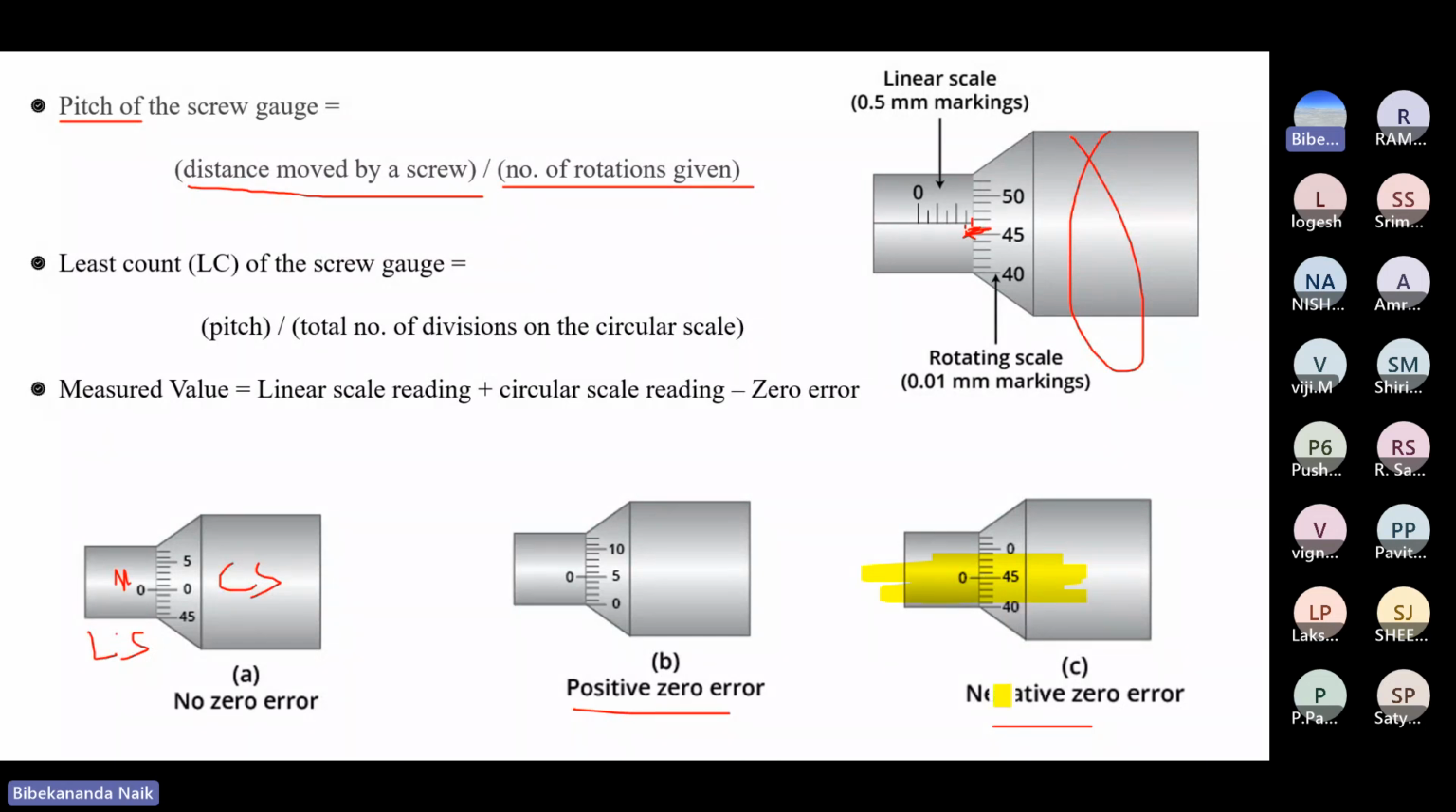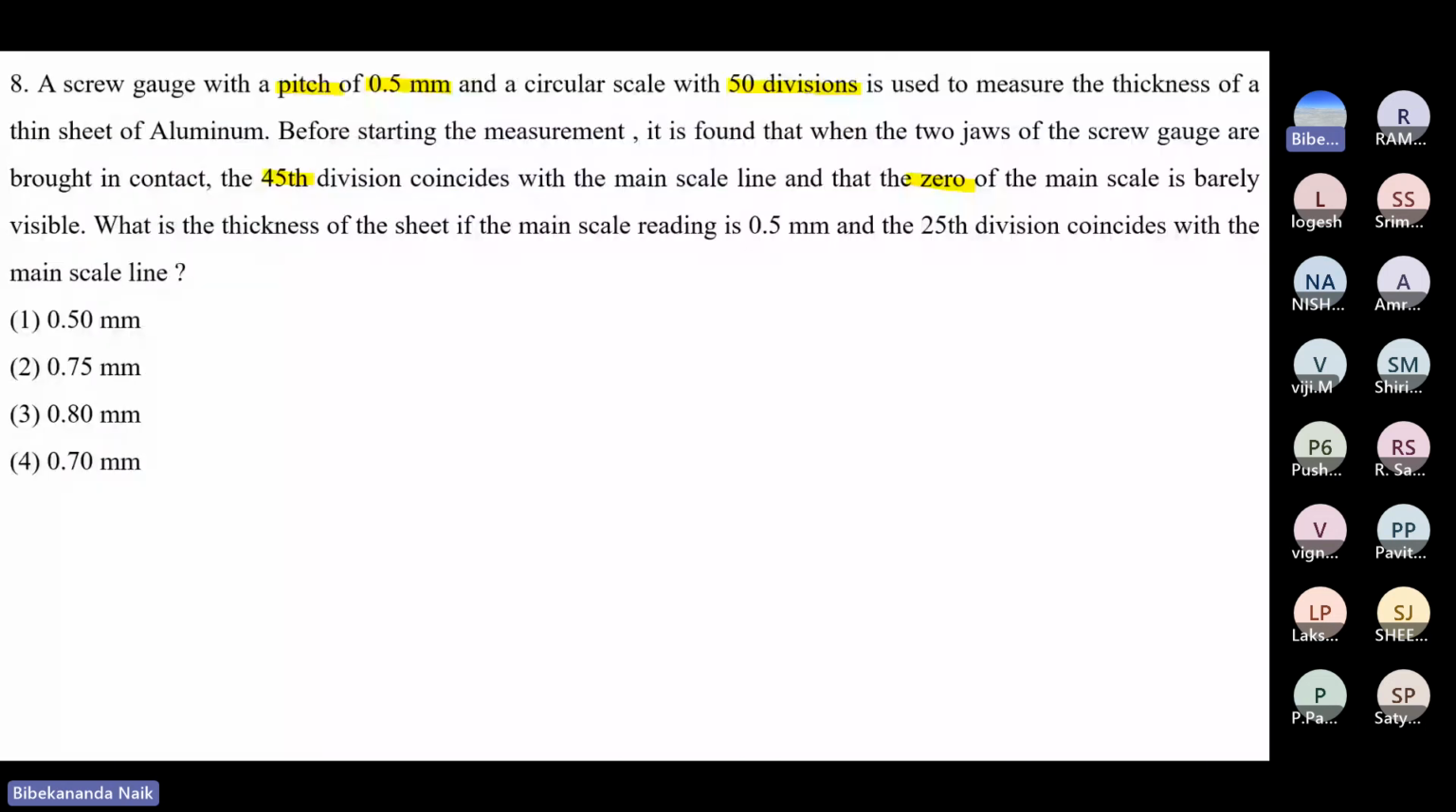So in this case, there is negative 0 error. So this is the negative. The screw gauge has some error, and this is negative 0 error because the 0 of the main scale coincides with 45 division of the circular scale. And during the measurement, the main scale reading is 0.5 mm and the 25th division of the circular scale coincides with the main scale.